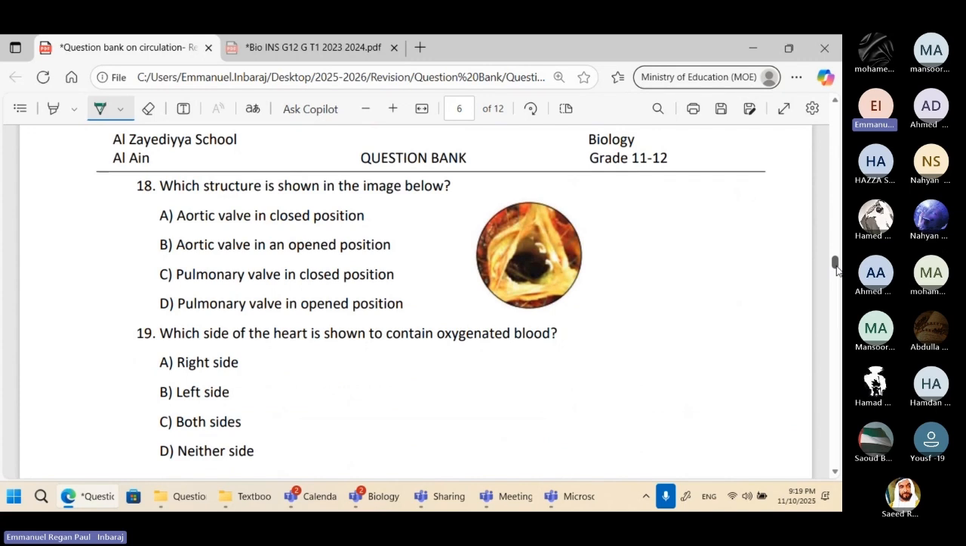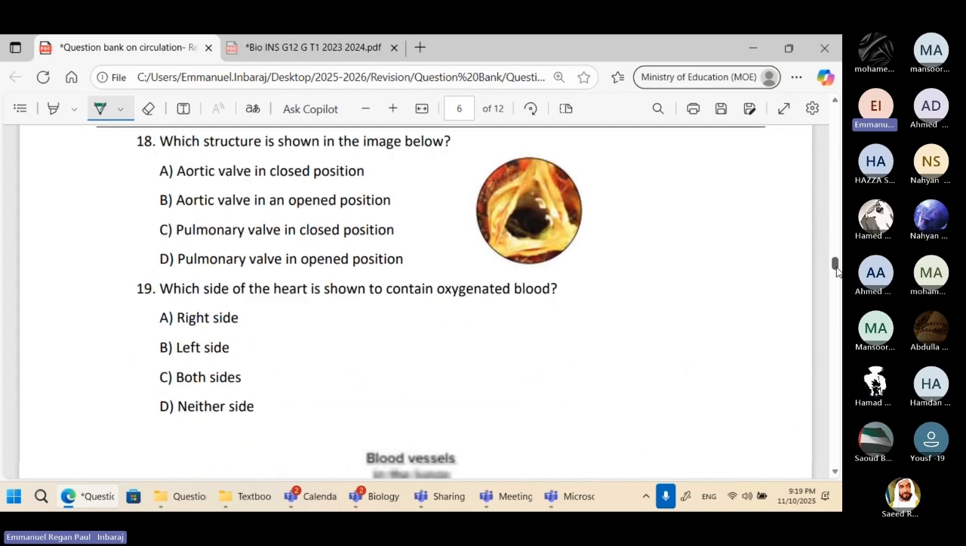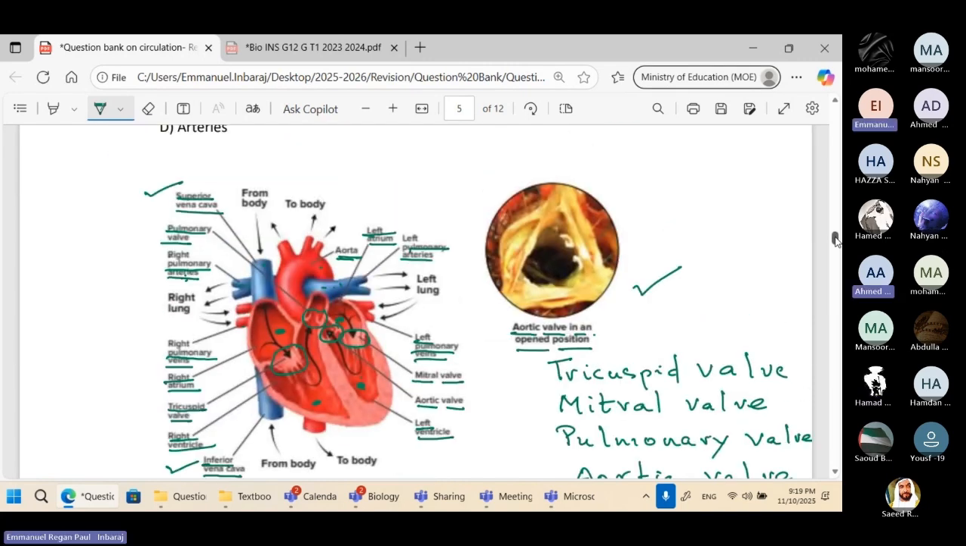What does the image below show? Pulmonary valve? What are you telling? Is it pulmonary? What did I show you here? The valve is open. Is it pulmonary?